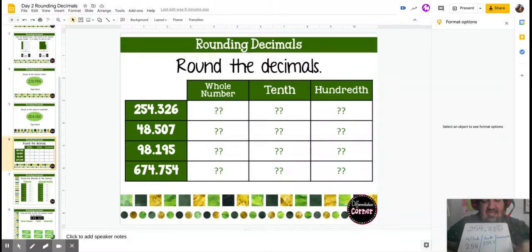So that 6 is going to say, hey 2, I'm big. I'm going to change you. So then it becomes 254 and 33 hundredths. So that's just how you're going to do this page.